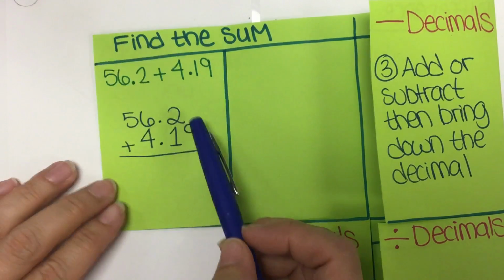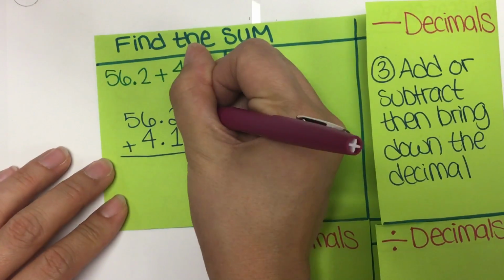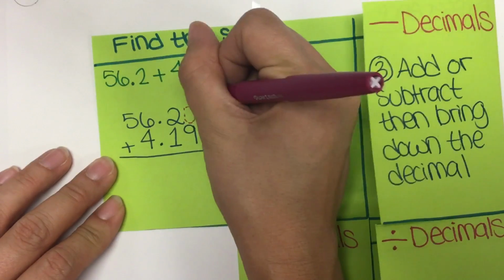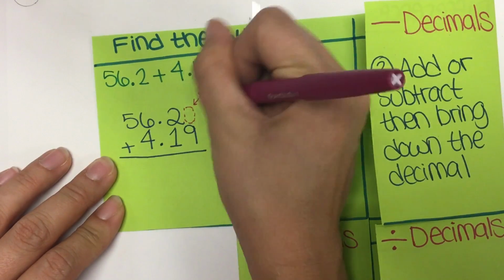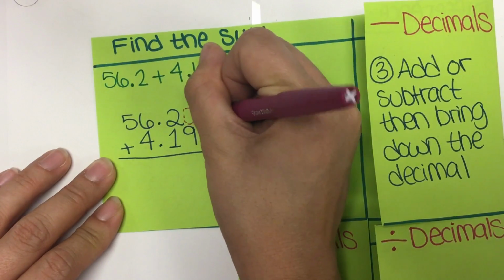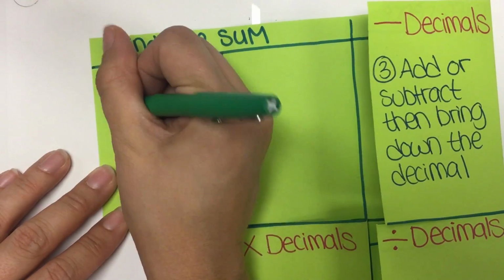Now, as you can see, I do have this random space here. For addition, it is not 100% necessary, but you might want to put a placeholder 0. I would just do it. We'll call that placeholder 0. And then you might also want to make yourself a note that you lined up the decimals.